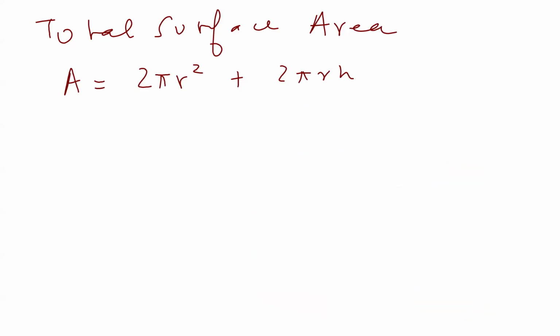Now we need to find out how the total surface area is decreasing. That we need to find out. Now the total surface area decreases with respect to time. The radius is changing with respect to time. The radius is decreasing with respect to time. So the total surface area also decreases with respect to time.